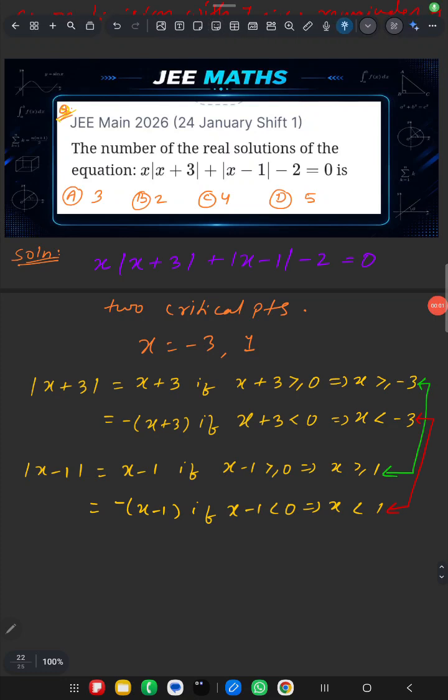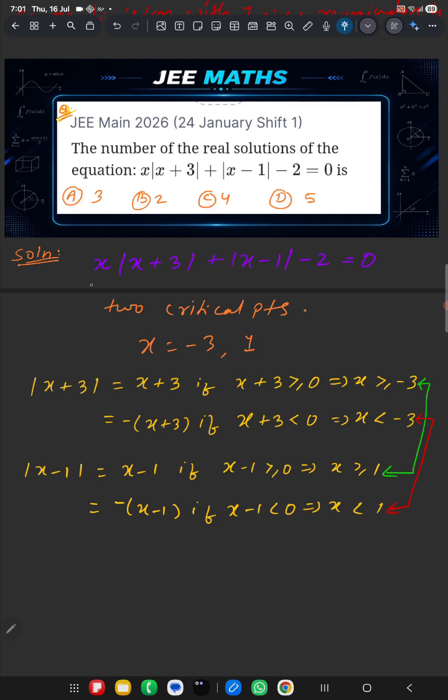The given question is from JEE Mains 2026, and the question is like this: the number of real solutions of the equation x|x + 3| + |x − 1| − 2 = 0. So what is the number of real solutions possible for this equation?